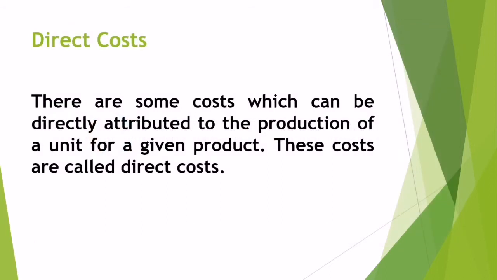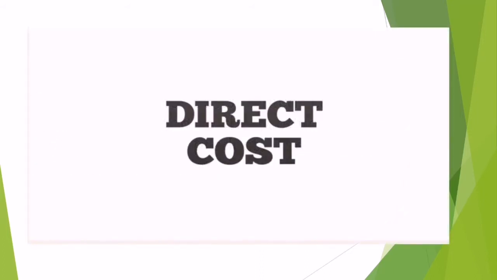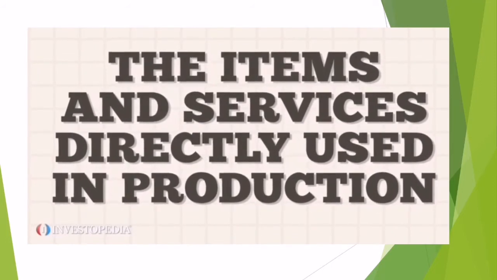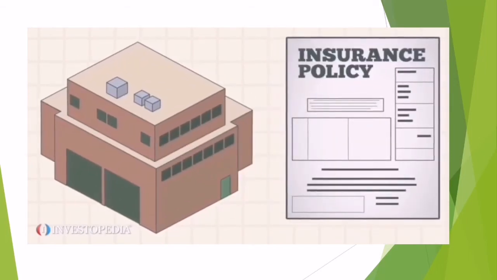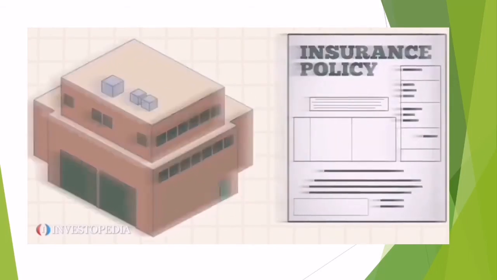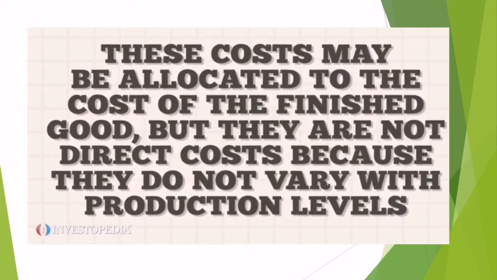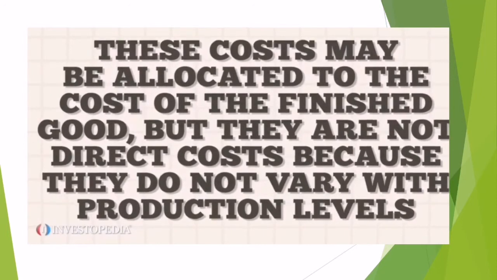Direct costs. There are some costs which can be directly attributed to the production of a unit for a given product, and these costs are called direct costs. Let's watch the video. Direct costs for finished goods refer to the items and services directly used in production. Other costs, such as rent and insurance for the production site, are indirect costs. These costs may be allocated to the cost of the finished good, but they are not direct costs because they do not vary with production levels.